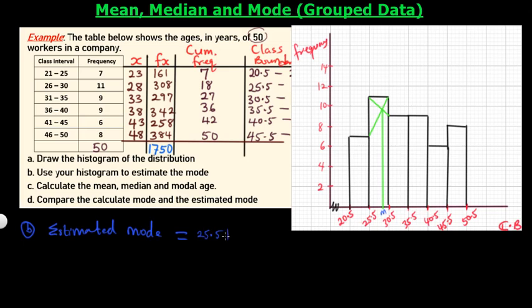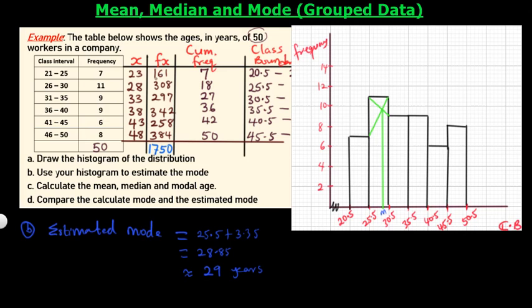So the 3.35 is to be added to 25.5, the lower boundary of the modal class. When I add this together, this gives me around 28.85. So I can say approximately the mode is 29 years. So that's the age of the worker there, 29 years. If we are not mistaken, 29 years. So we've been able to estimate the mode to be 29.